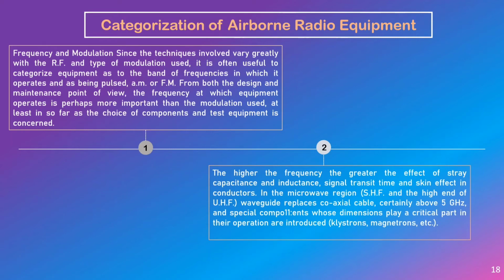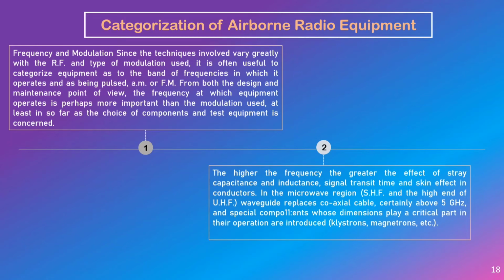Categorization of airborne radio equipment. Frequency and modulation. Since the techniques involved vary greatly with the RF and type of modulation used, it is often useful to categorize equipment as to the band of frequency in which it operates and being pulsed, AM or FM. From both the design and maintenance point of view, the frequency at which equipment operates is perhaps more important than the modulation used, at least in so far as choice of components and test equipment is concerned.